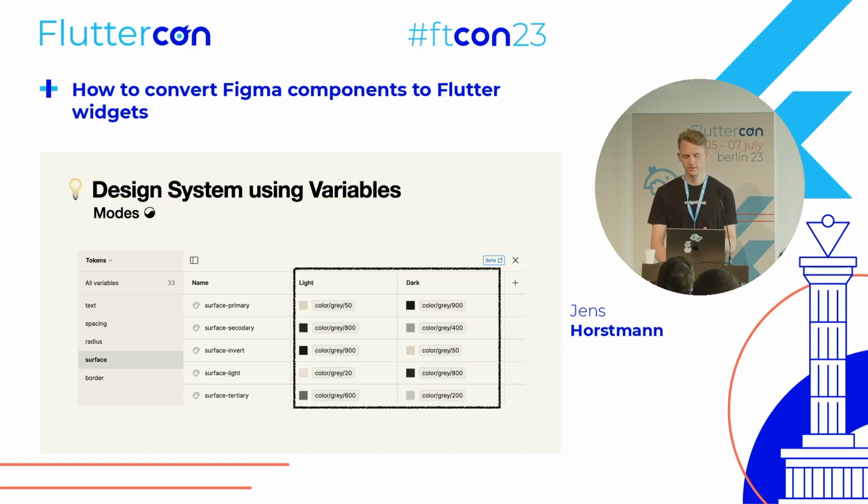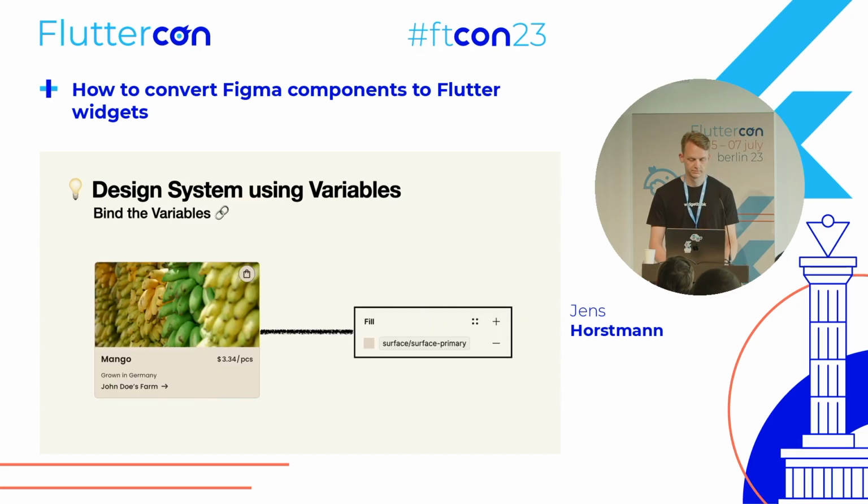So in this case, we have 2 different modes, light and dark mode. And as you can see, for example, for the primary surface, they also have different values. You could also have different modes, for example, for radius, that can, for example, do a more edgy design or a more rounded up design.